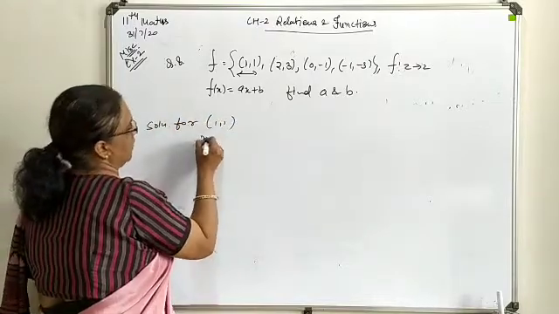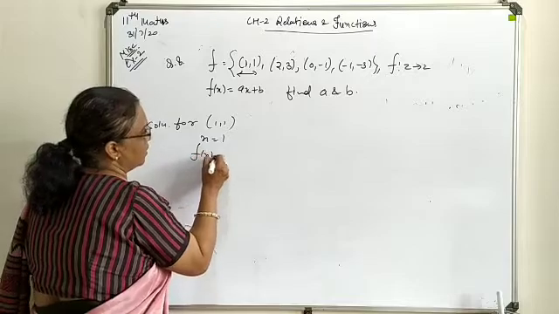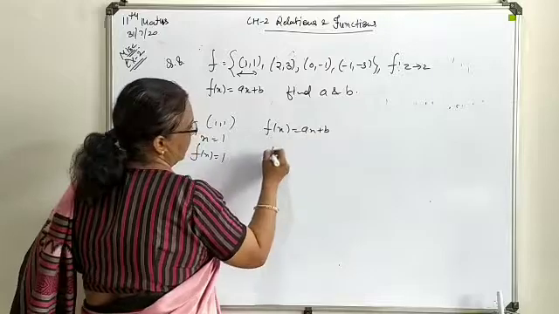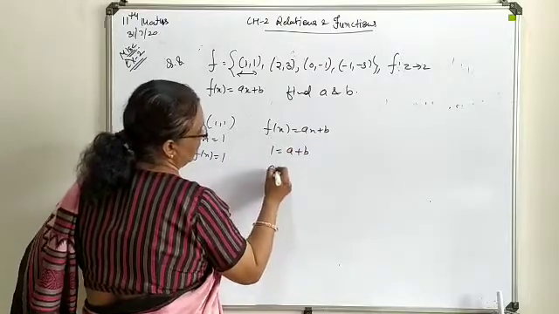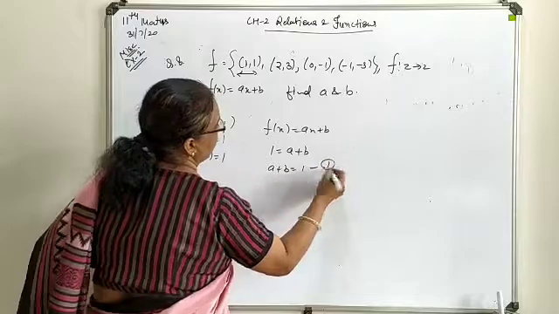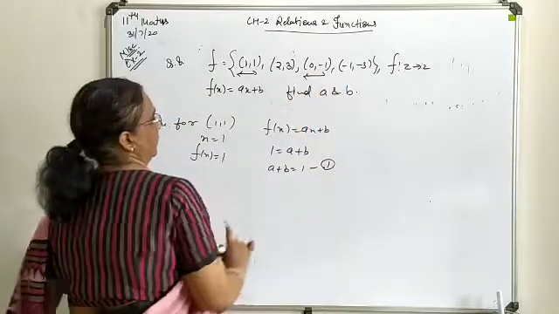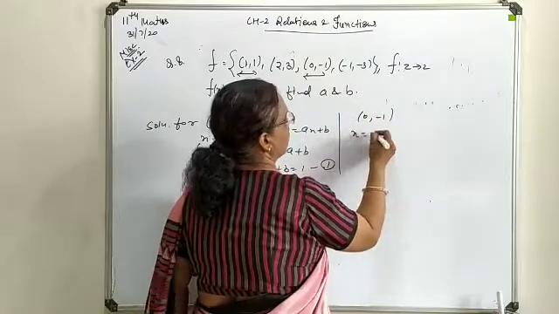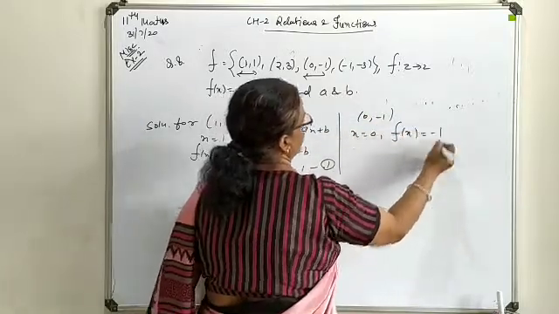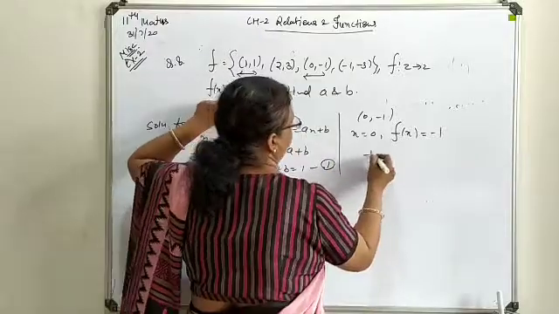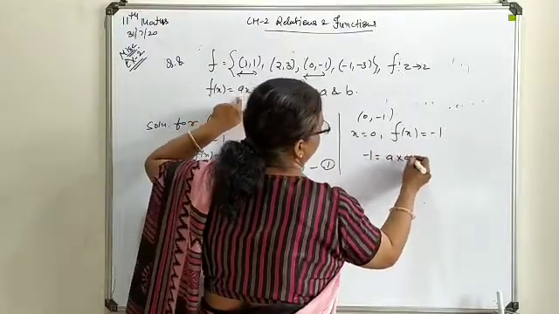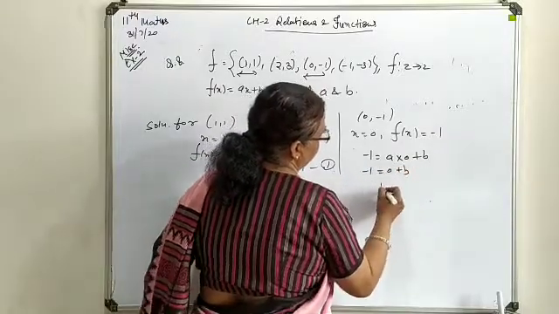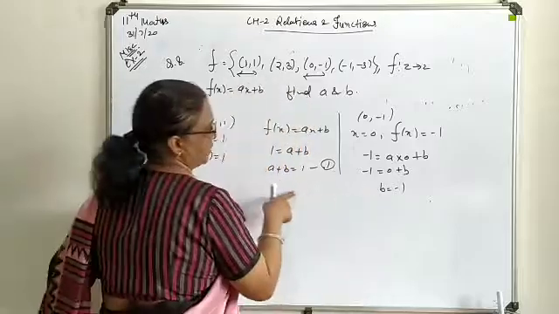So first we select this combination. For (1, 1), x is equal to 1 and f(x) is 1. Substitute in this one, and this is one equation you will have. Second, we select the third pair, 0 and minus 1, means x is equal to 0 and f(x) is minus 1. Substitute here: a into 0 plus b, means this term turns to 0, and b you are getting is minus 1. This b you will substitute over here.